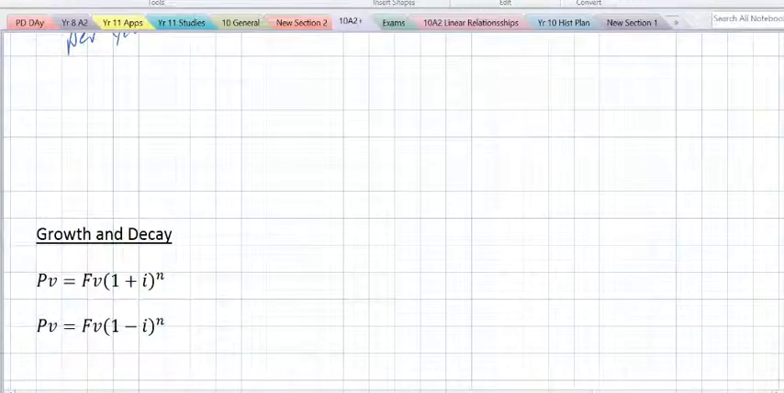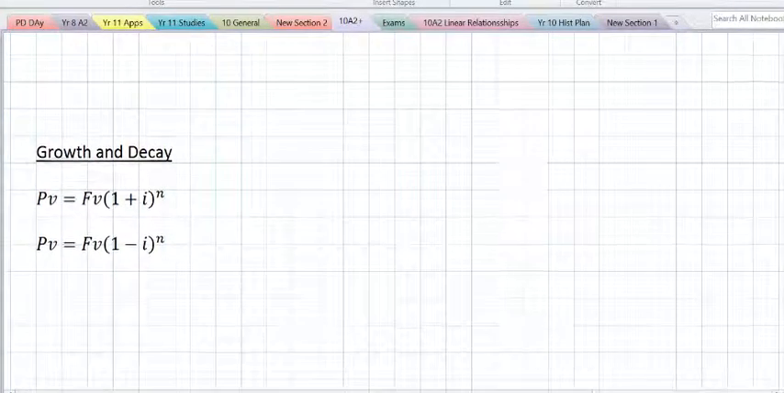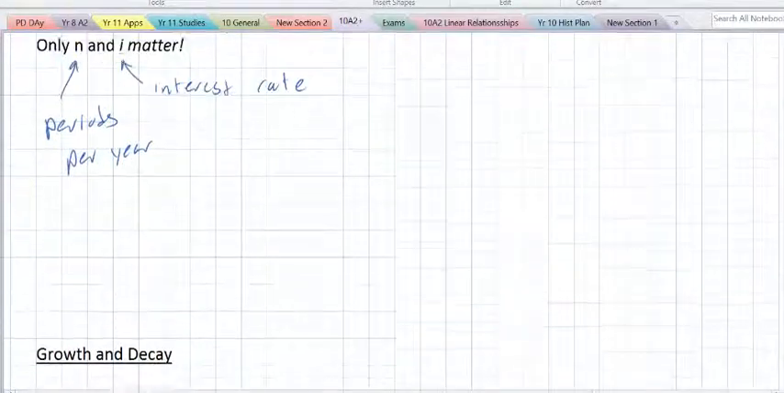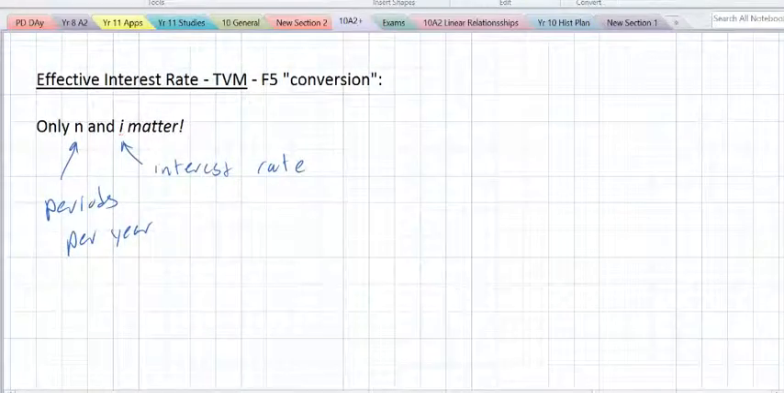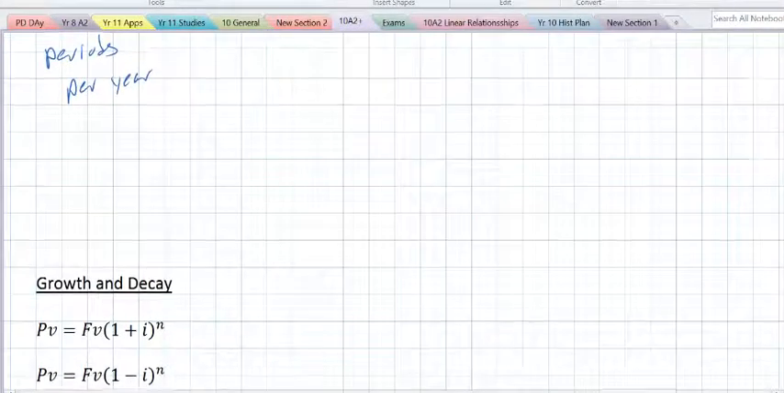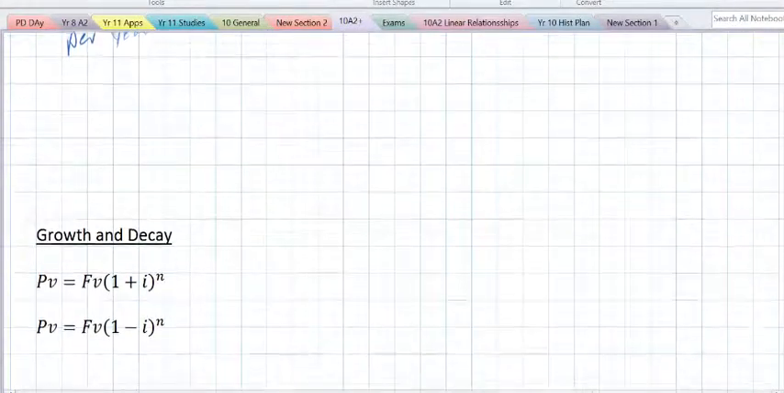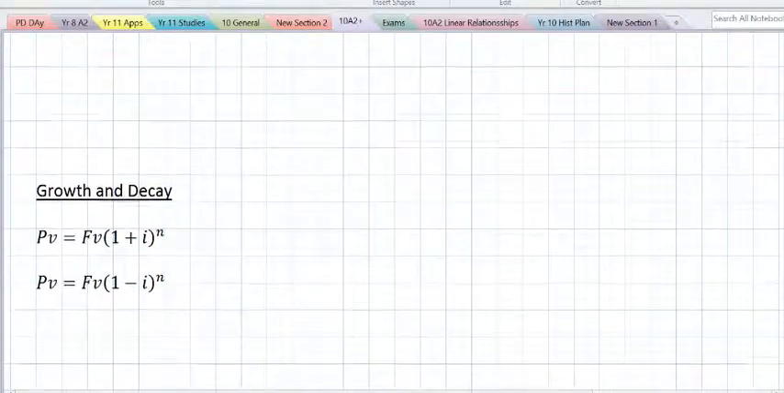Alrighty, growth and decay. What was I in that? I is the interest rate, the one that's been given. And N is the periods per year for this one. In this mode, it's periods per year. Alright, last bit for financial: growth and decay.